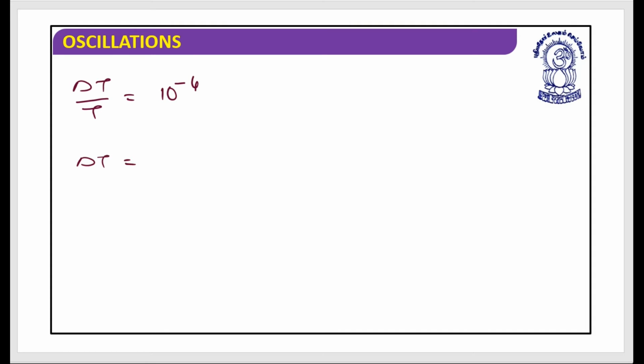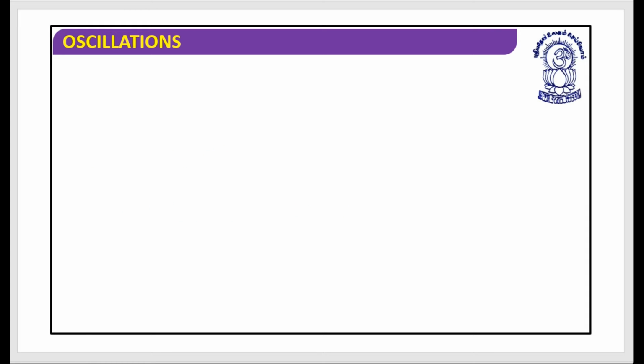So this delta T, the change in time, would be equal to T into 10 to the power minus 4. They have asked for per day. That means 24 hours multiplied by 60 minutes multiplied by 60 seconds into 10 to the power minus 4 seconds. Now you can calculate it very easily. I hope this is clear. Can you do this kind of questions? Any doubts? Great. So this is one of the variations, due to change in the length.